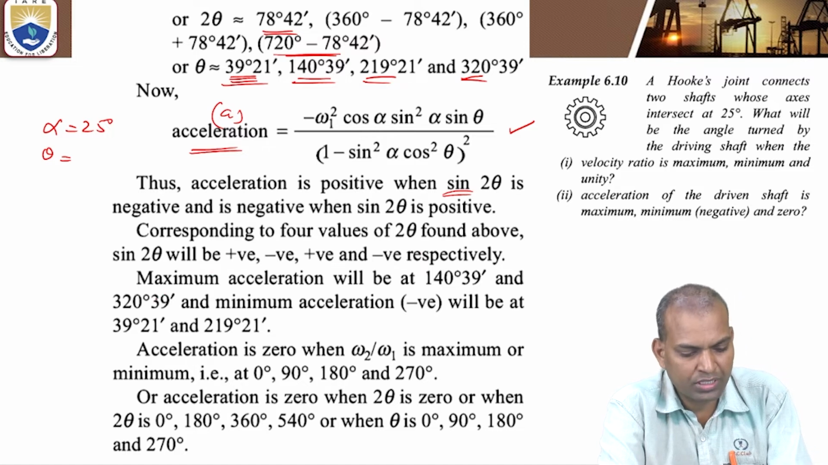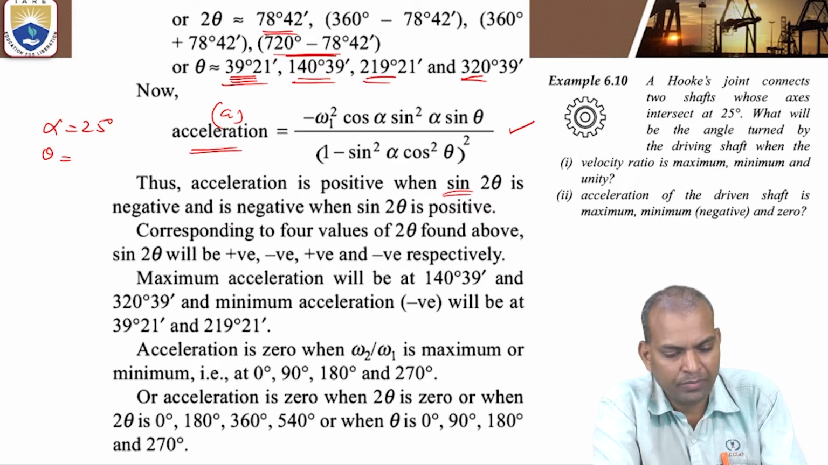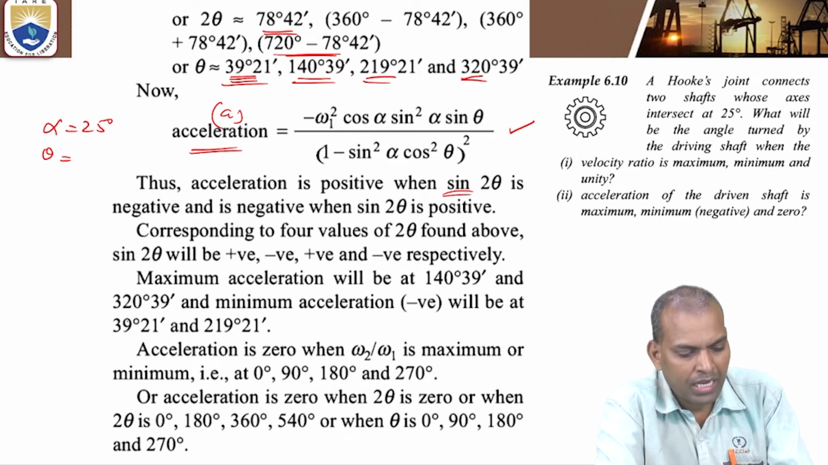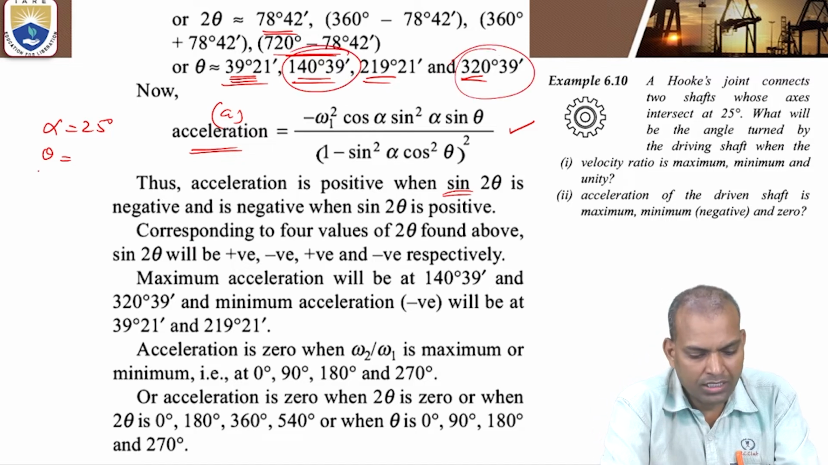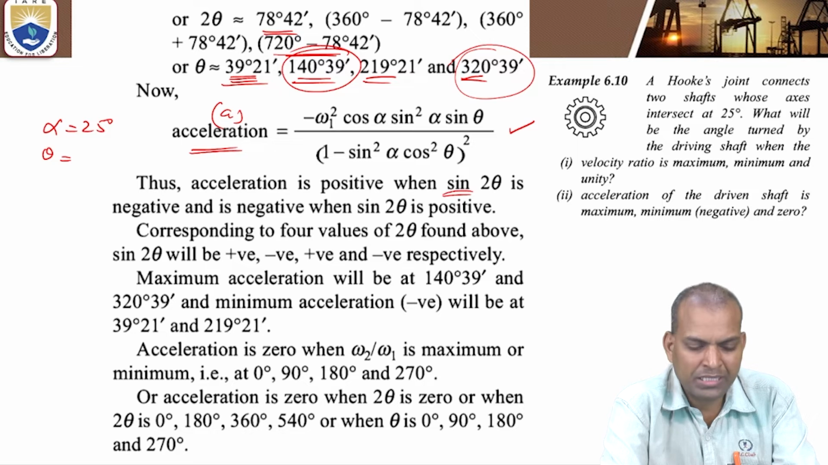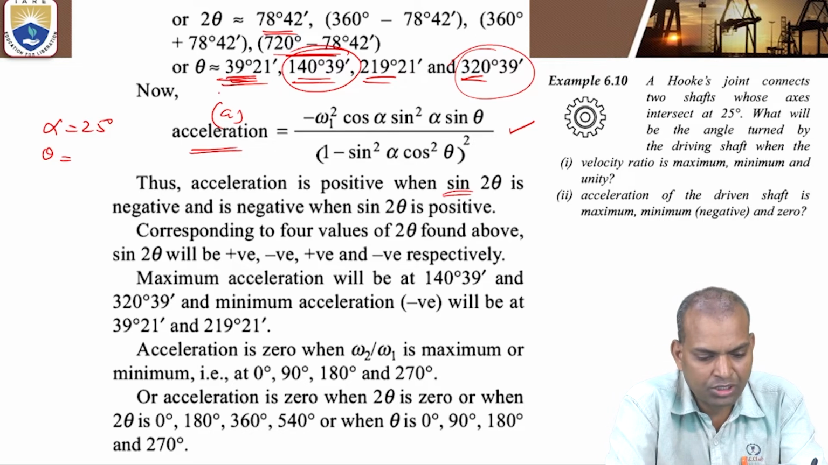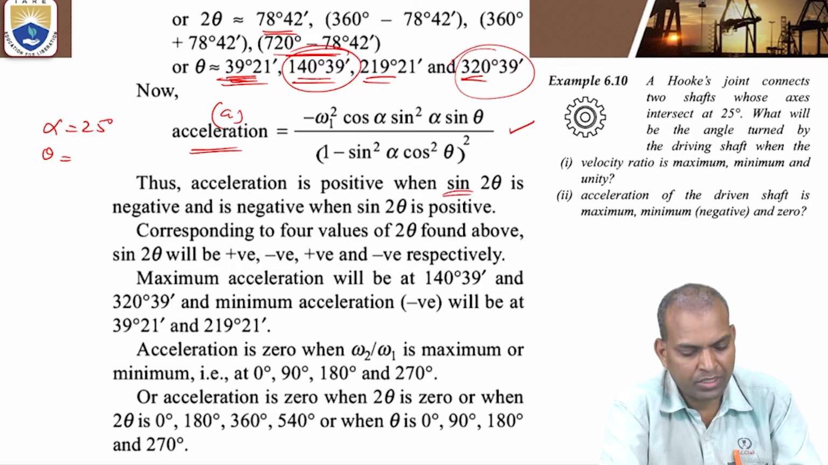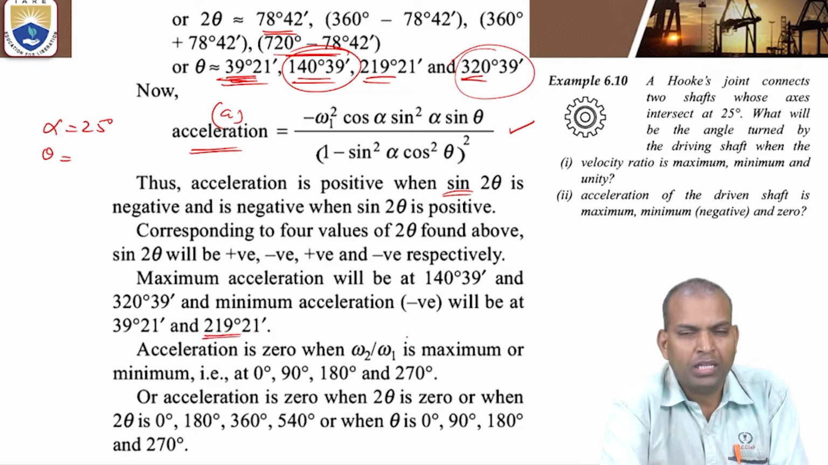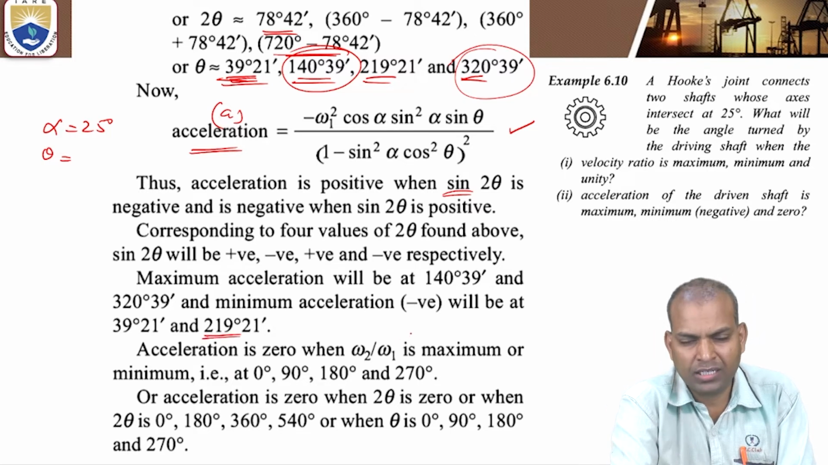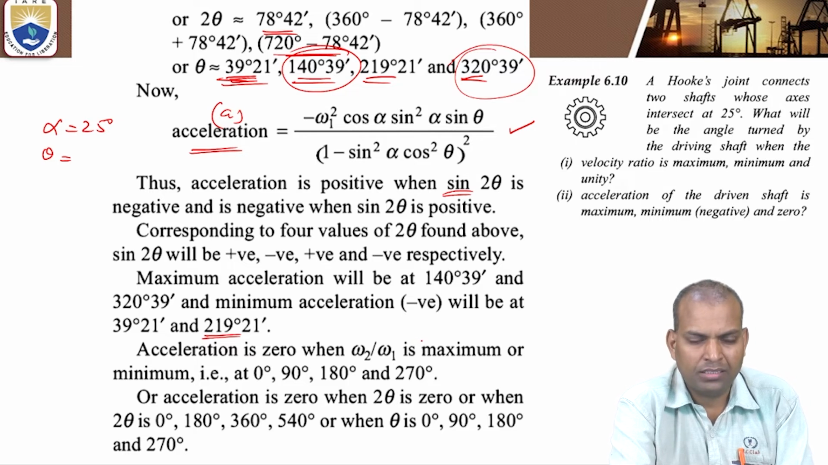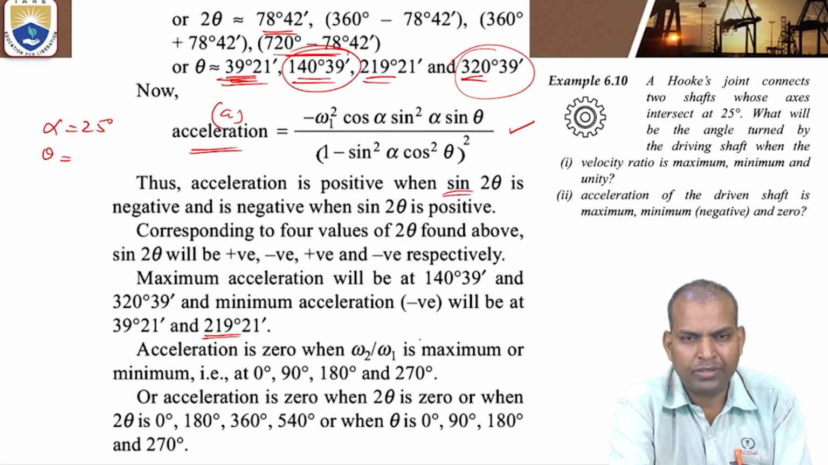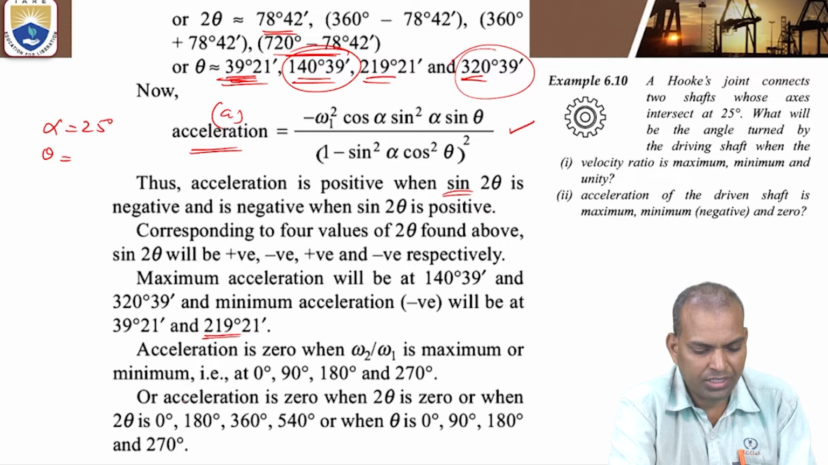So after substituting, the maximum acceleration will be at 140 degrees 39 minutes and 320 degrees 39 minutes. These are the values where we got positive acceleration, and minimum acceleration means negative acceleration we got at 39 degrees 21 minutes and 219 degrees 21 minutes. At those values we got minimum. That means at two values of the angle theta we observed positive acceleration, and at the remaining two values of theta we observed negative acceleration.